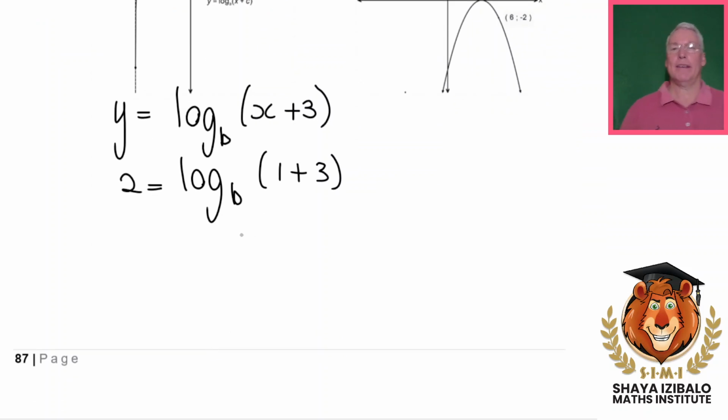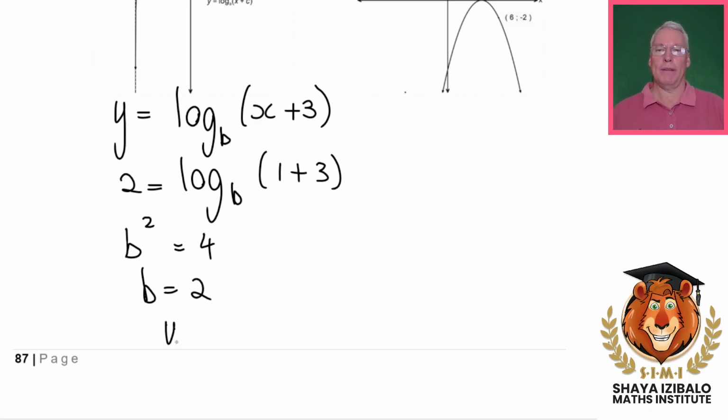Right, we're going to take this out of log form into exponent form. B is the base, it's always the base, the base stays the base. B squared equals 4. Now we square root both sides. Remember, the base cannot be negative, so the only possibility is that the base is 2. B is 2.